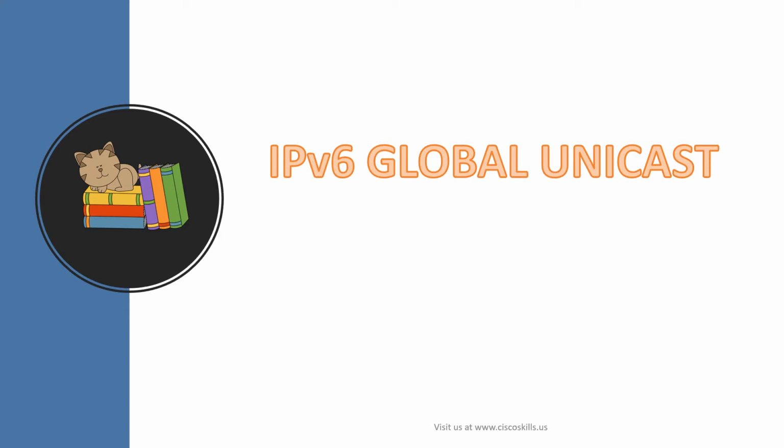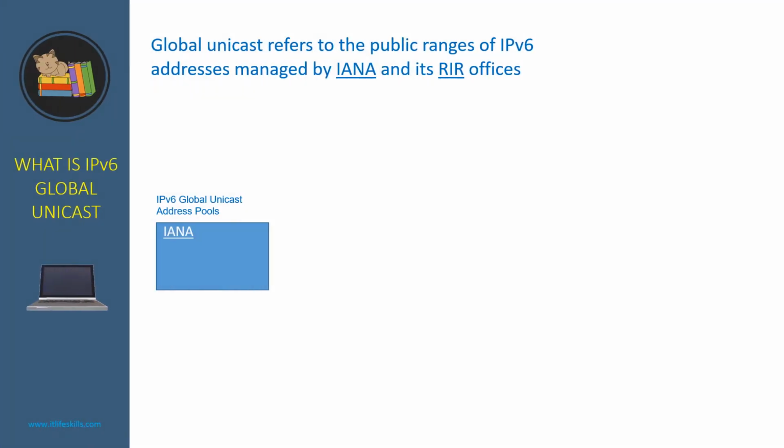In this lesson, we will learn what IPv6 Global Unicast is, how to subnet it, and how to implement it in your network. Let's get started with IPv6 Global Unicast. As you may know, Global Unicast refers to the public range of IPv6 addresses managed by IANA and its Regional Internet Registry offices.